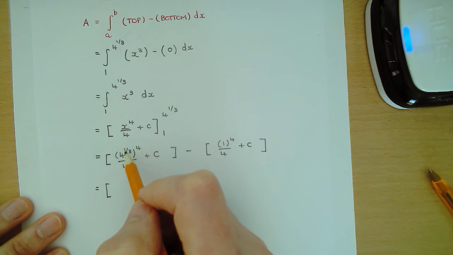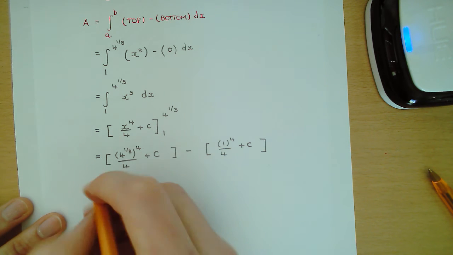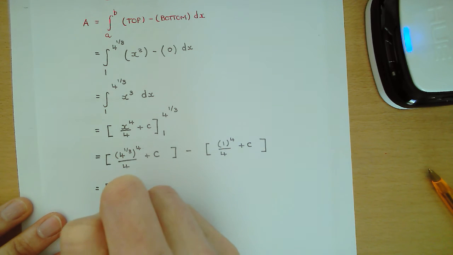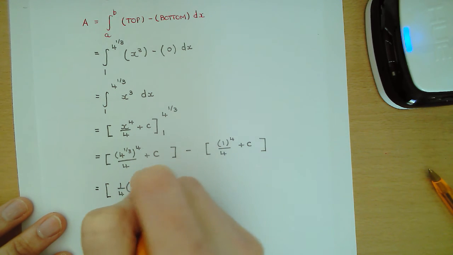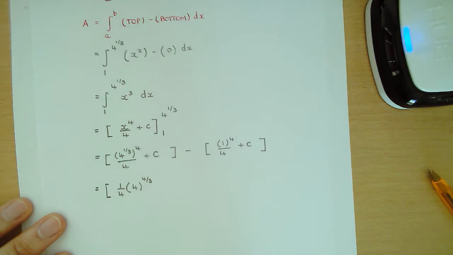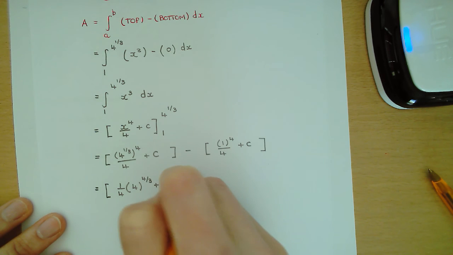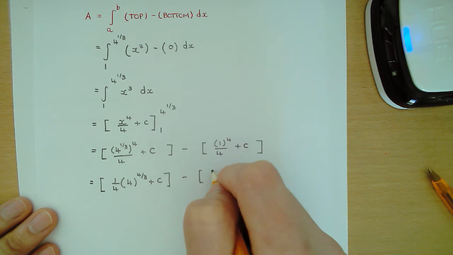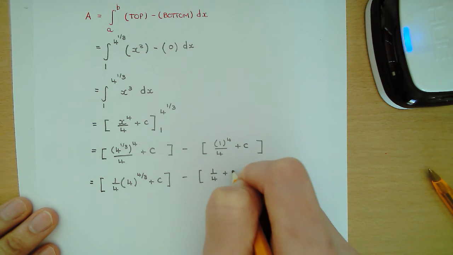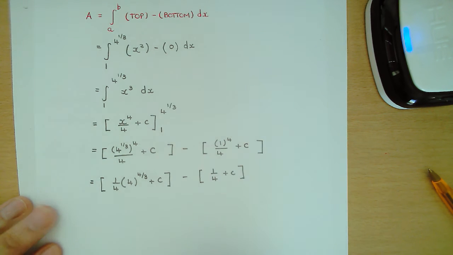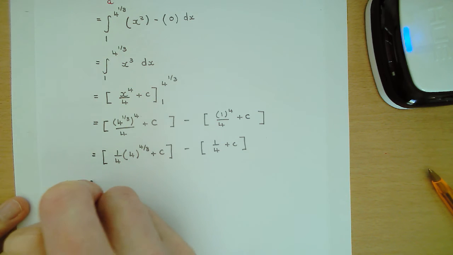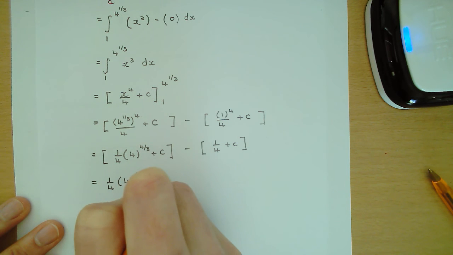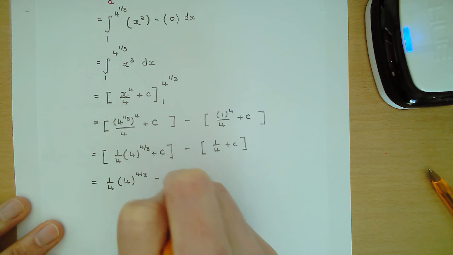So first square bracket, there's an inner and an outer power, so we multiply those. So that's going to be a quarter upon 4 to the power of 4 thirds, plus c. And then we're subtracting 1 to the power of 4, which is just 1, so that's going to give us 1 over 4 plus c. And again, the c's cancel out, so we're going to be left with 1 quarter upon 4 to the power of 4 thirds, and then we're subtracting a quarter.